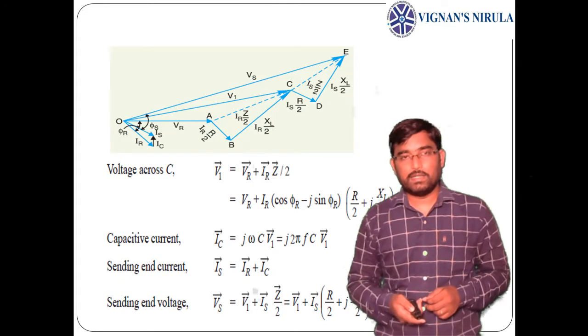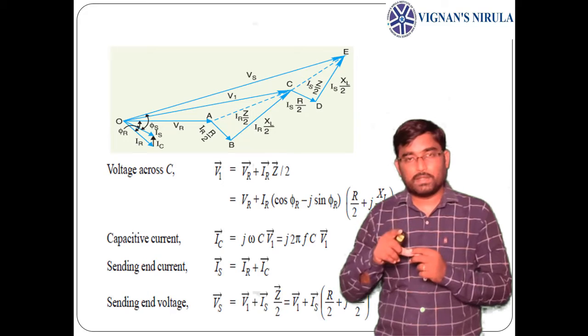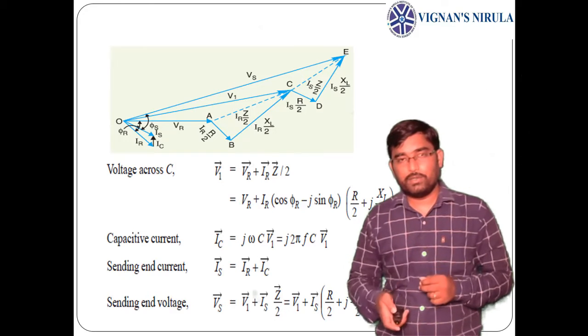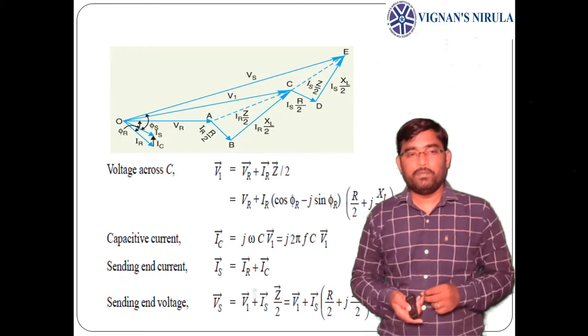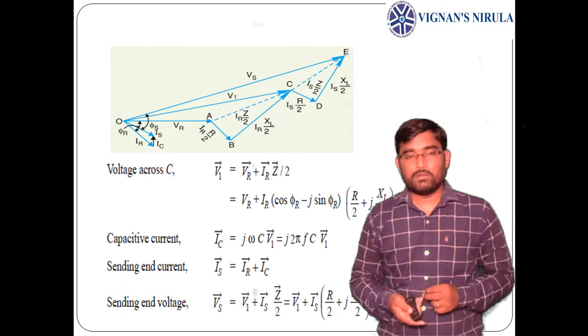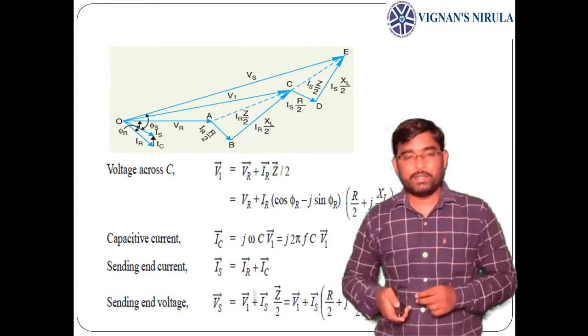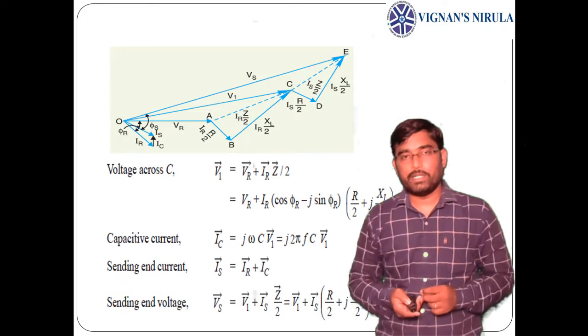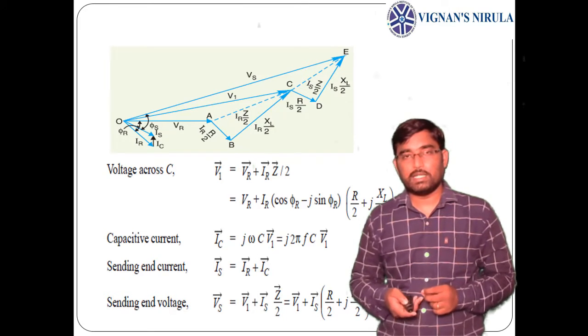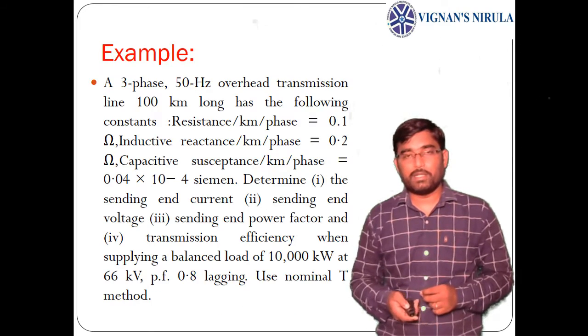Capacitive current IC equals the voltage across the capacitance into the admittance, that is V1 into j omega C, V1 into j 2 pi f C. The sending end current Is equals IR plus IC, which is obtained by applying KCL at the midpoint, and the sending end voltage Vs will be V1 plus Is into Z by 2. In this way, we can calculate the sending end parameters.